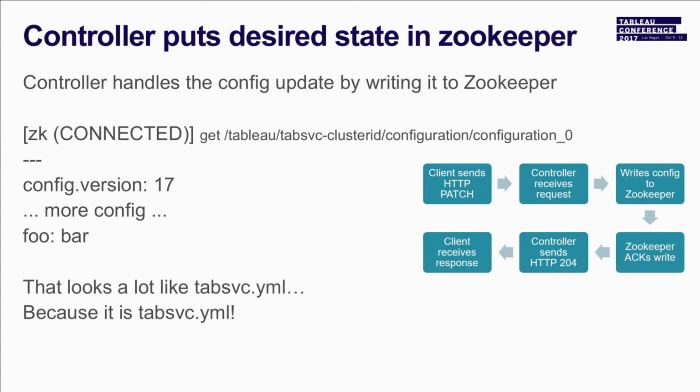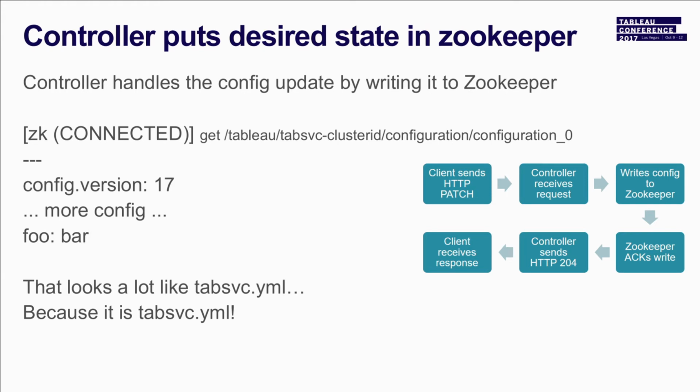Configuration, cool. So as we've talked about before, the server endpoint handles updates by writing an update to Zookeeper. So the server is going to receive the API request, and it's going to write something to Zookeeper. So we're going to write a new configuration into Zookeeper. And once we get an acknowledgement of the write, then we will send a response to the client.